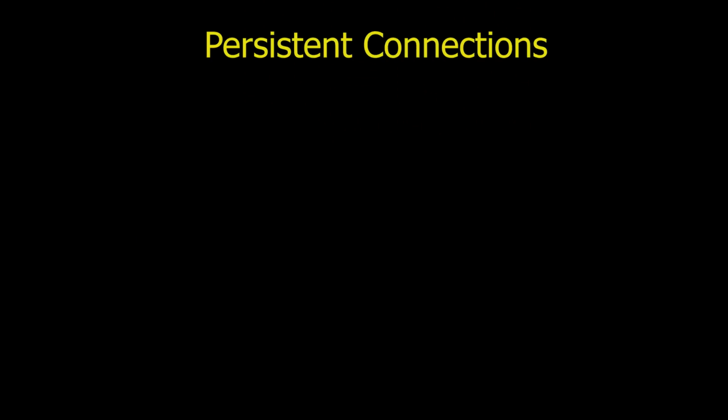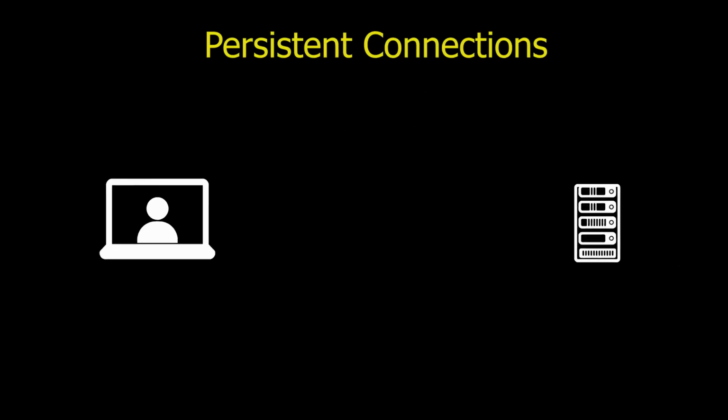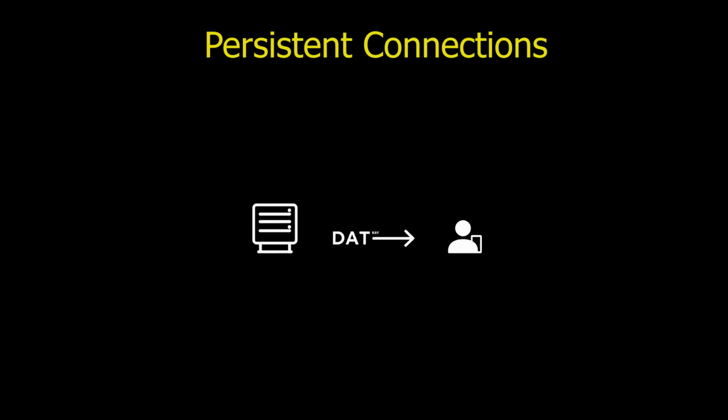But what if we know the server response will take longer than the TTL? Or what if the server needs to push data to the client instantly without waiting for a request? This is where persistent connections come in. A persistent connection stays open between the client and the server instead of closing after one request and response. This allows the server to push data to the client whenever it becomes available. This is the foundation of HTTP push communication.